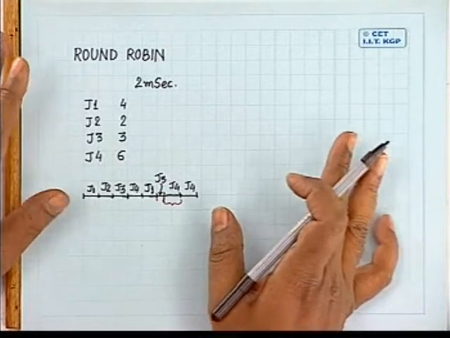So this is how round robin scheduling will work. And here you find that I didn't give any priority to any of the jobs, neither to a job which requires minimum CPU burst time, nor to a job which has been set to a higher priority by either the user or the administrator. So all the jobs are treated equally in round robin scheduling.